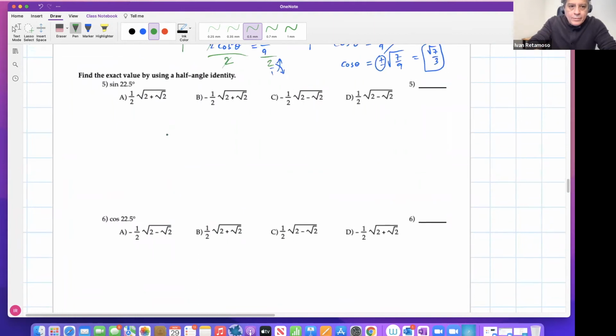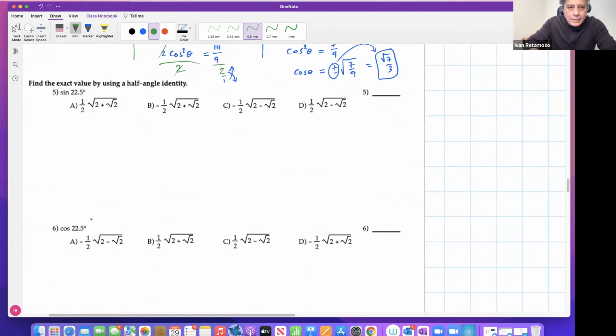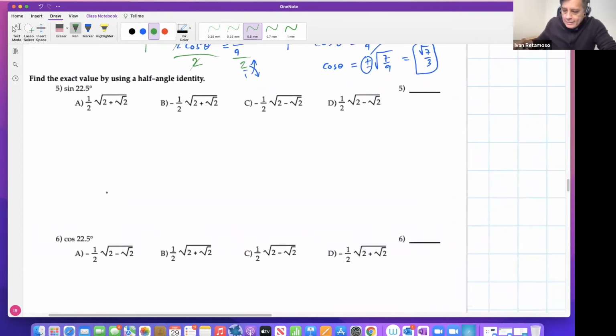Yeah, or let me show you first, right? And then you can do the one with cosine. Let me show you how to get in exact form this sine of 22.5 degrees. And then I will ask you to do the one for cosine, okay? All right, great. So let's say we want to do this. Sine of 22.5 degrees.